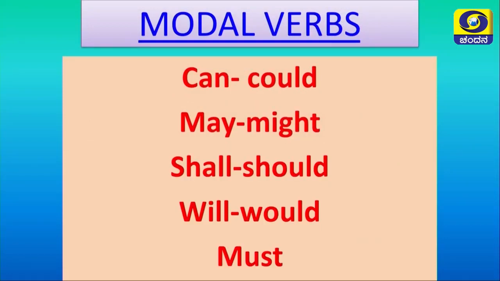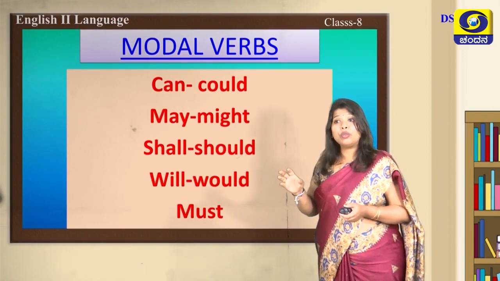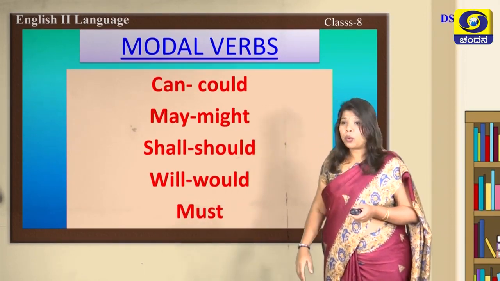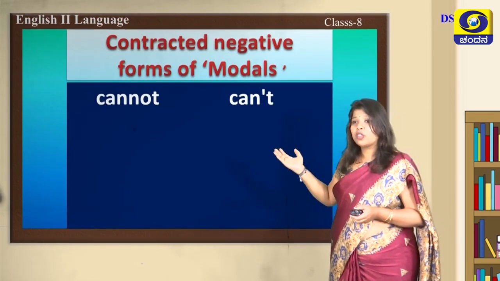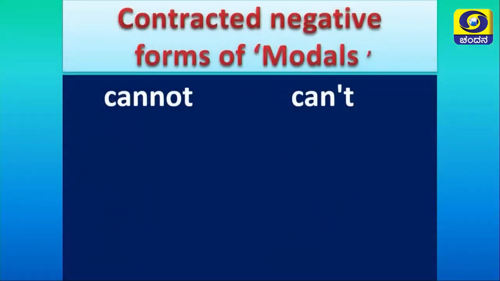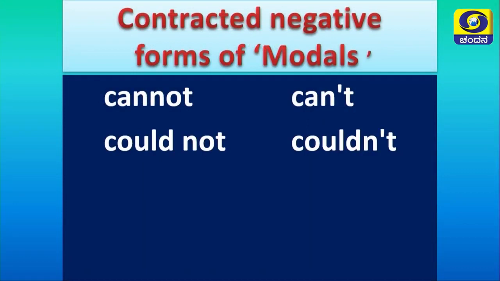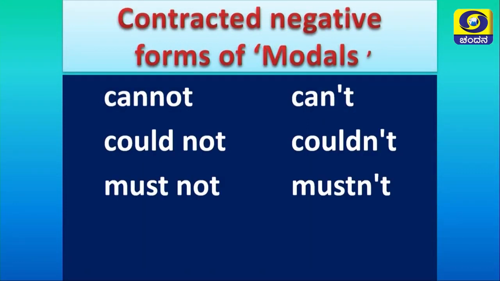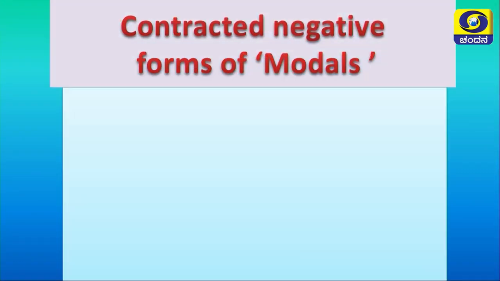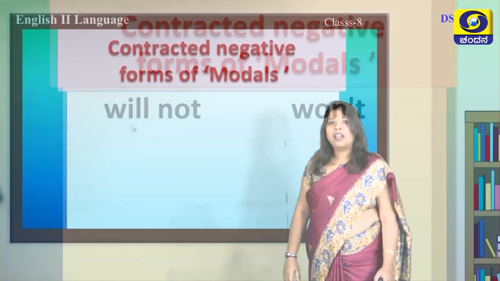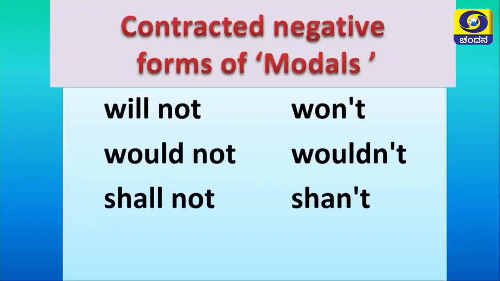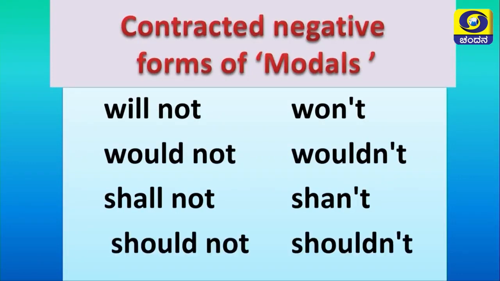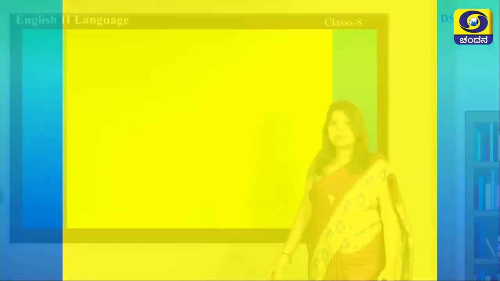So, these are few modal verbs with which we could use to make yes or no type of question. Now, the contracted negative forms of modals are cannot will become can't, could not, couldn't, must not, mustn't, need not, needn't, will not, won't, would not, wouldn't, shall not, shan't, and should not, shouldn't.